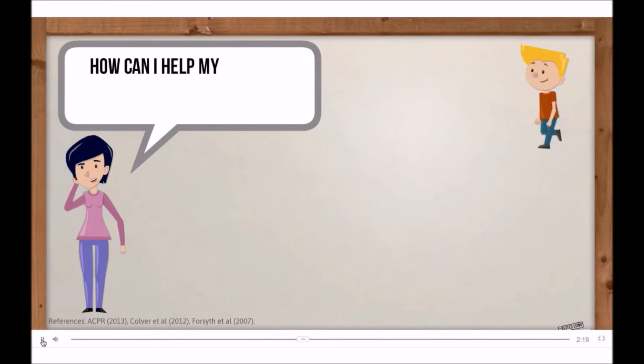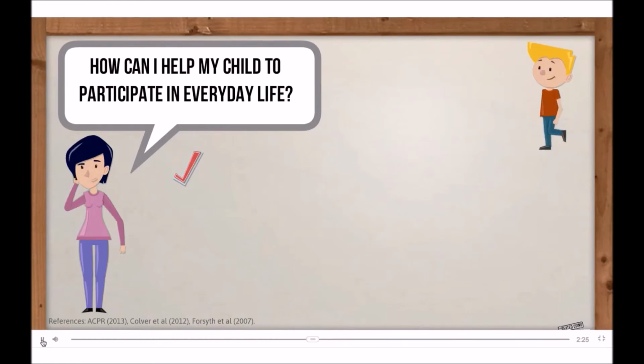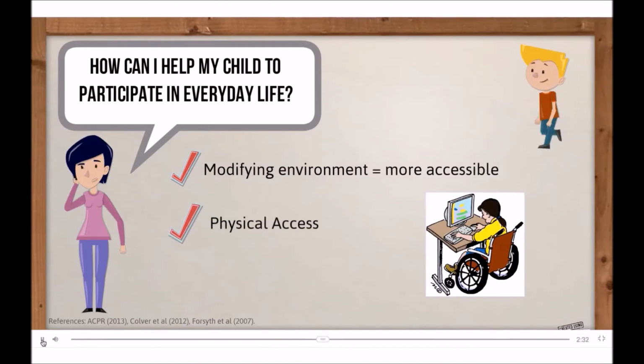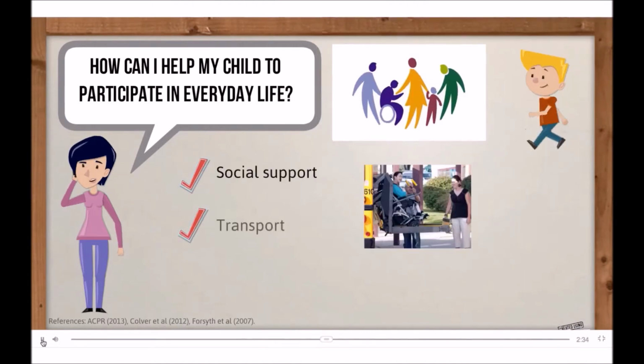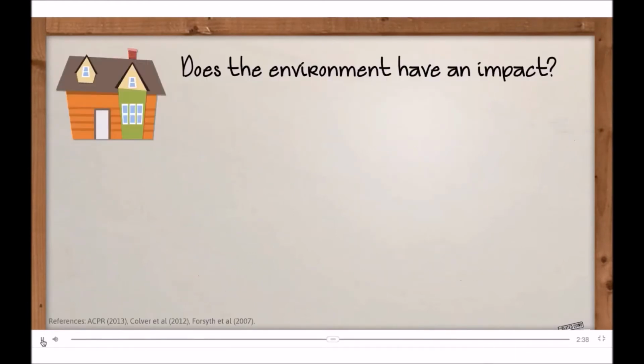Research shows that the availability of a good environment is directly related to increased participation in daily activities. Modifying the environment to accommodate the individual's needs allows for activities to be more accessible, and provides social support, transport, and encouragement to enable the individual to reach their full potential.